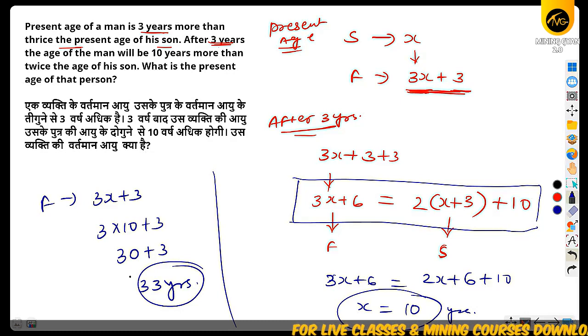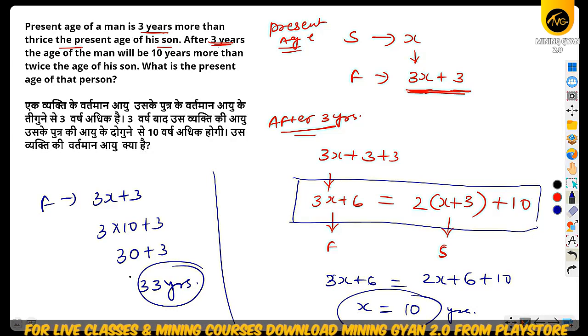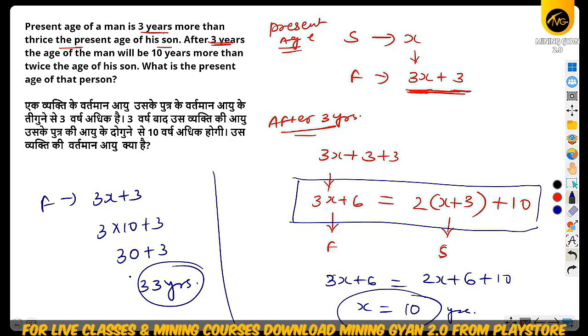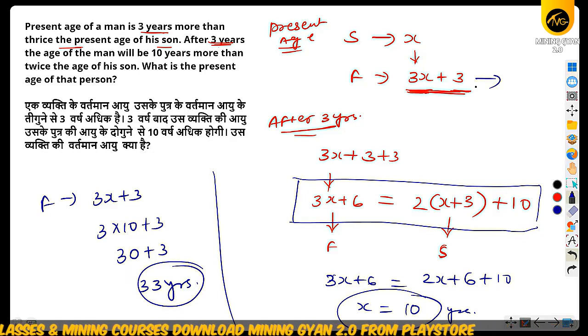I hope you understood the problem, or you can say you understood the logic behind the question, and you will get the age of the son. And just put down the value of x into the expression of the father's age. Clear? Okay. One more example.